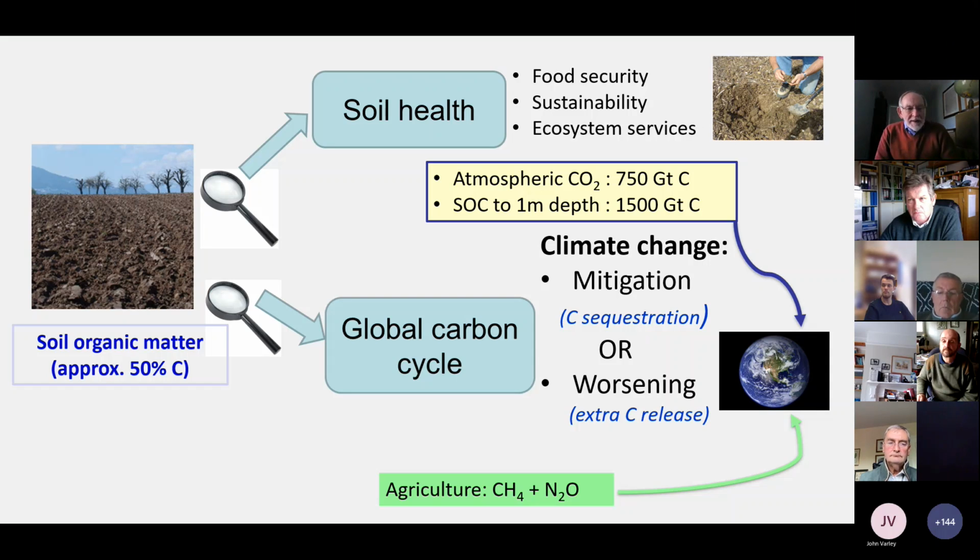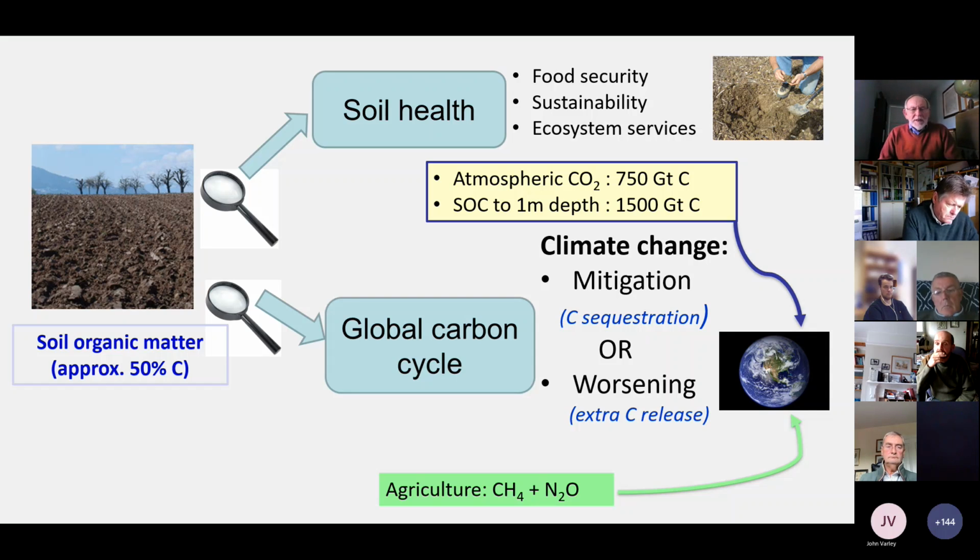Right, so organic matter in soil contains approximately 50% carbon, hence the interest in carbon and soil organic matter. And I always say that we can view soil organic matter through two different lenses. One is what I call the soil health lens, which tells us about how the soil is functioning, and obviously has implications for crops growing and so on. And the other is the global carbon cycle lens.